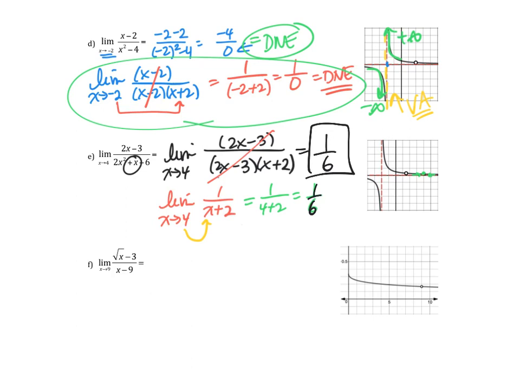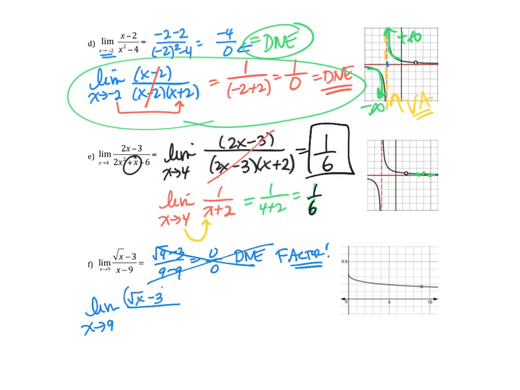Finally, this last one looks a little yucky. If I plug in, I get 0 over 0, which looks like it does not exist, but that's not necessarily true. I need to factor to see if it does exist. Okay, wait a minute. How do I factor this? Well, it's the difference of squares, believe it or not. So there's two ways of doing this problem. I'm going to show you both ways.